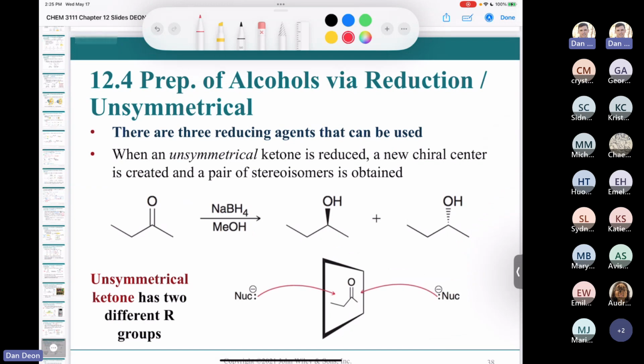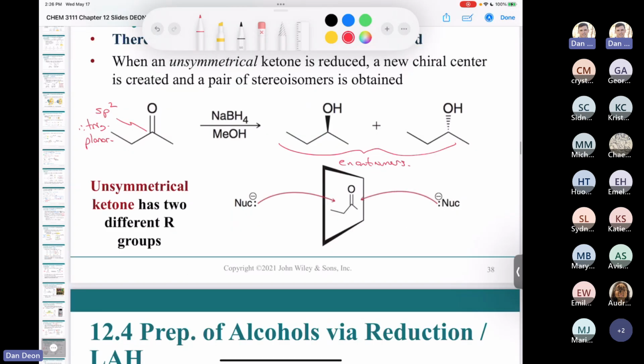Going back to the reducing agents, if we look at an unsymmetrical ketone, the carbon in the carbonyl is sp2 hybridized, and therefore it is trigonal planar. If it's planar, that means the nucleophile, the hydride, can attack from either face of the molecule. There is no discernment whatsoever, and so we end up with a pair of enantiomers. There's nothing we can do about that. So if you're using an unsymmetrical ketone, you're going to get a pair of stereoisomers.